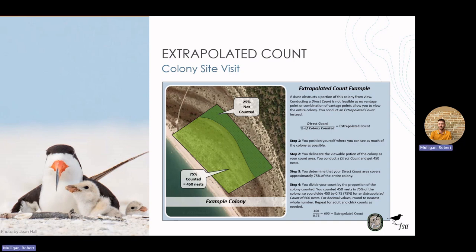Step 4. Now, you divide your direct count by the proportion of the colony counted to get your extrapolated count. In this example, you divide 450 by 0.75 for a total of 600 nests. For decimal values, round to the nearest whole number. Repeat for chicks by age classes and adults.